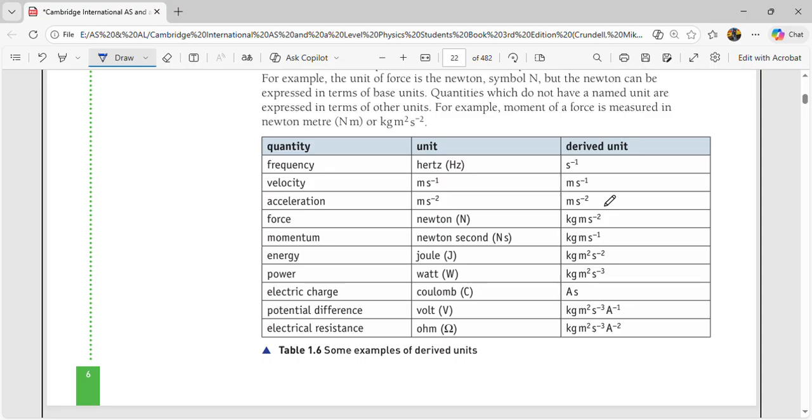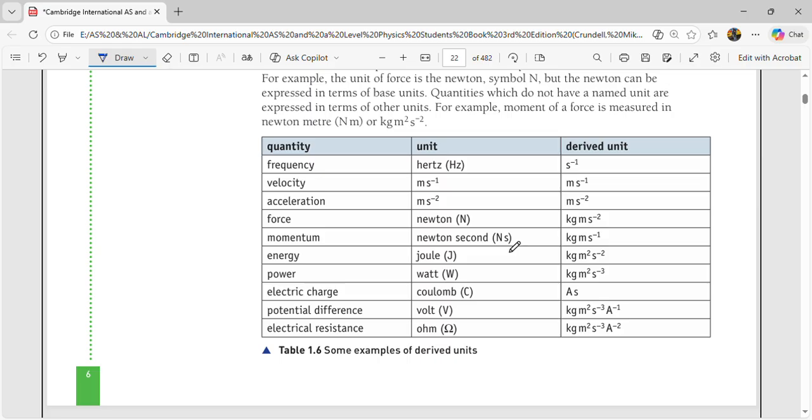Force, newton. That's the SI unit. But in base units, we have kilograms meters per second squared, because it is ma. Momentum, it is newton second.